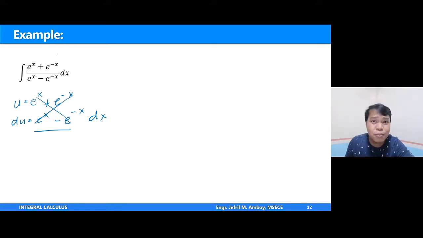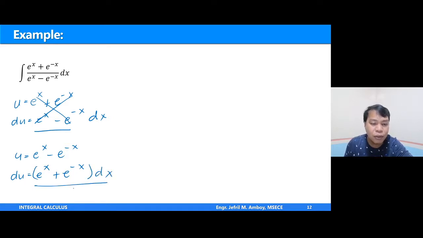Pag na-realize mo na hindi gagana iyon, baguhin mo. Yung nasa ilalim, gawin mong u: e to the x minus e to the negative x. And then you'll get du, which is e to the x minus, so positive, e to the negative x, and then lahat ng iyan, mumultiplyan mo lang ng dx. Ngayon, may kamukha na ba iyan doon sa given? Eto siya. So, gagana na iyan ngayon. This will work. So, I can now represent this as simply du over u. Napakadali.